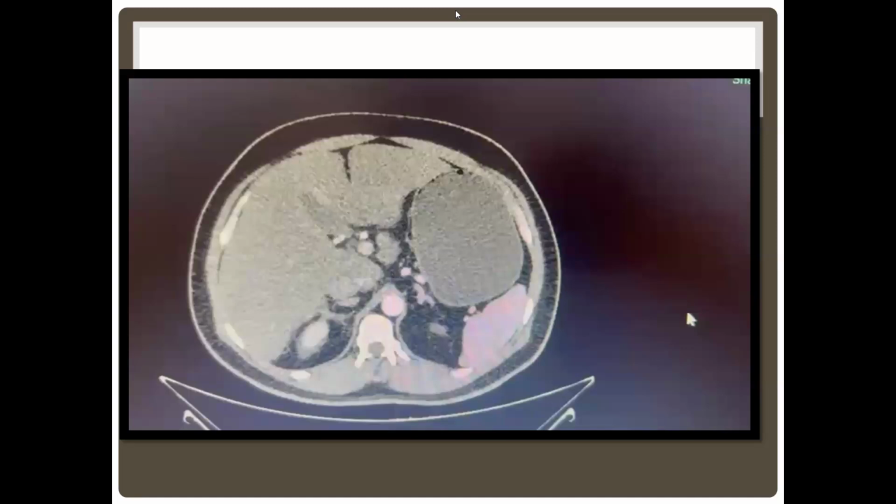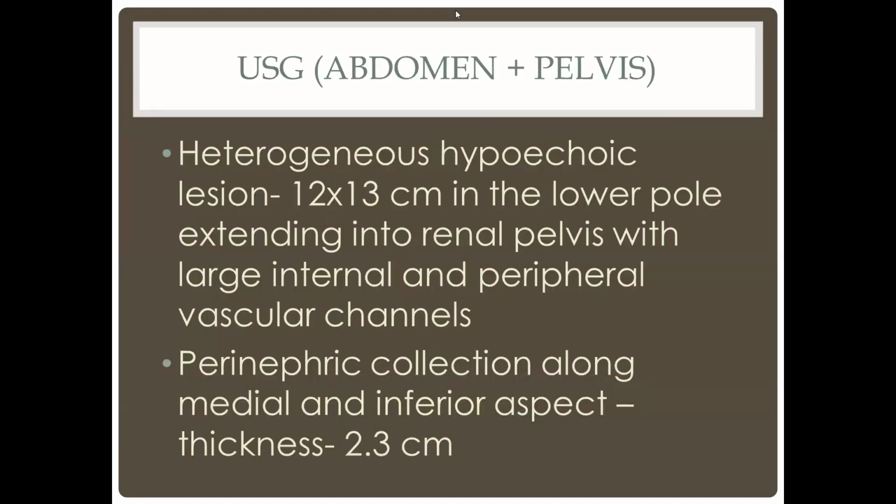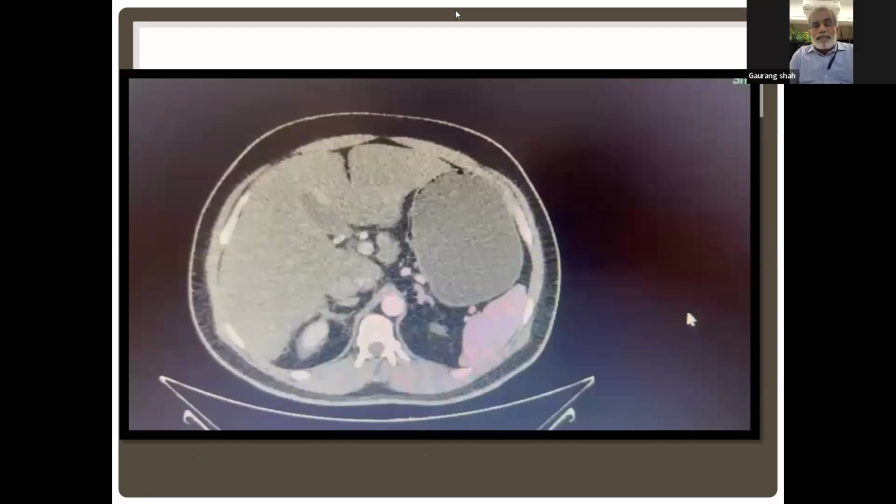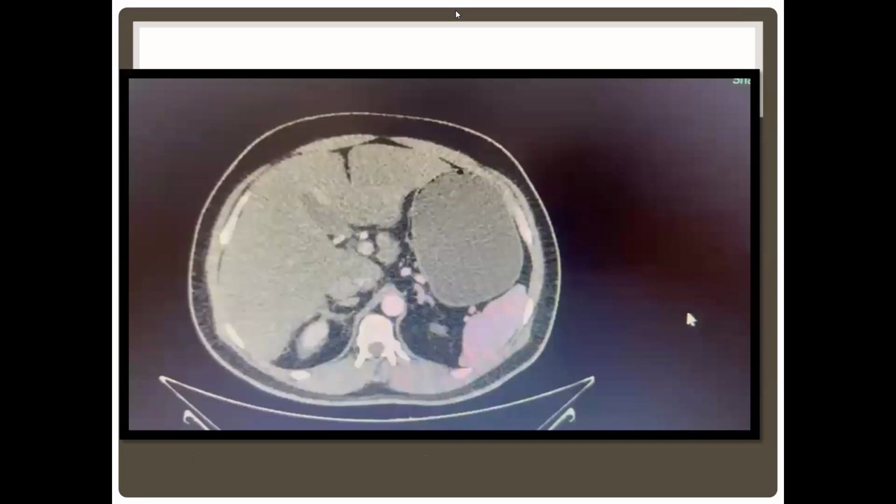Any more images? Brijesh, do you have more images? This must be a video, no? I think the video file is attached with the PPT. It's attached, but somehow it's not playing.